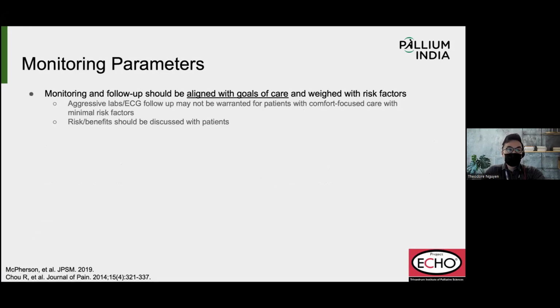So looking at monitoring parameters, if we are to start methadone, the priority is monitoring and follow-up. However, there are some recommendations with that, but in the setting of palliative care or hospice, the priority is actually making sure that we align our monitoring parameters with the goals of care with the patient, and also weighed with these risk factors that we talked about before. So sometimes aggressive labs and ECGs for follow-up may not be warranted in patients with comfort-focused care with minimal risk factors. And we always emphasize the risks and benefits should be discussed with patients so they have consent and are aware of the risks and benefits.